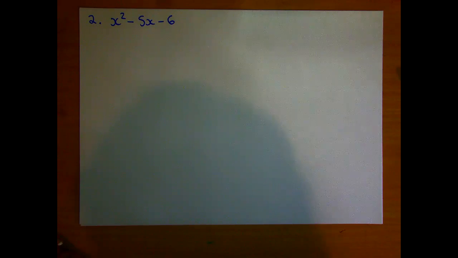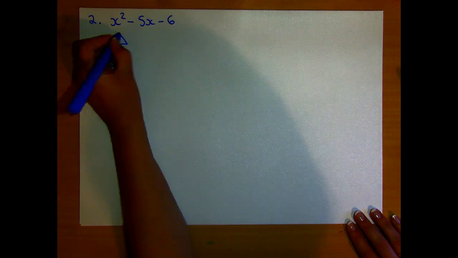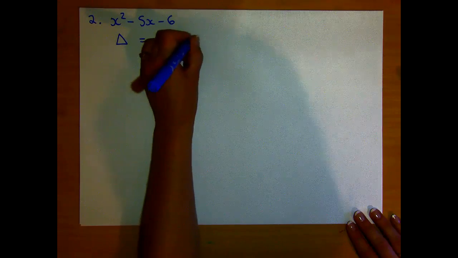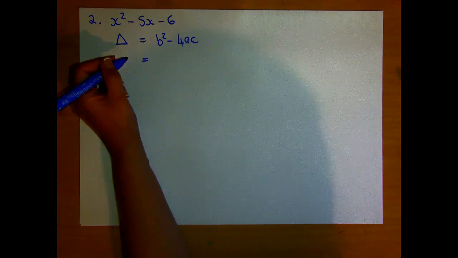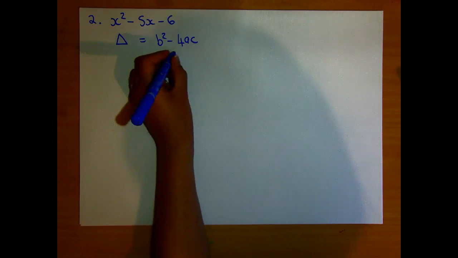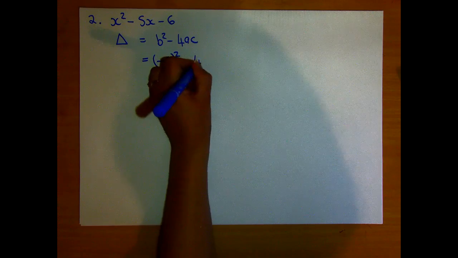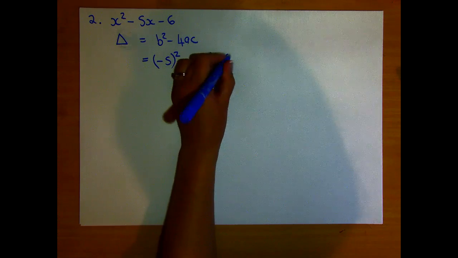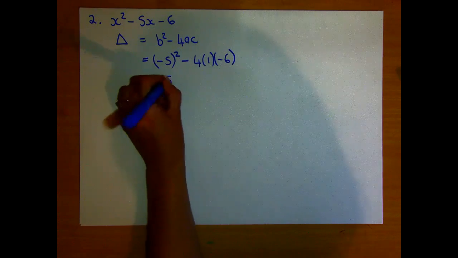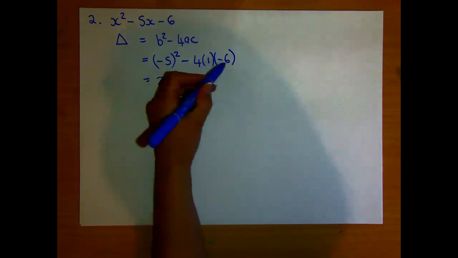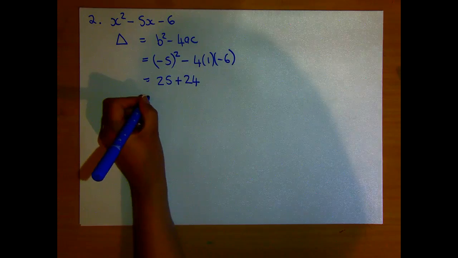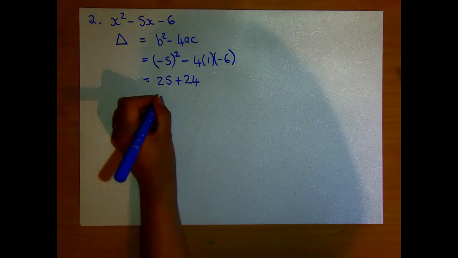Okay, let's look at a different example. So what we do is we're asked for the nature of the roots. We pop down delta is b squared minus 4ac, and that gives us negative 5, remember to include the negative when you're squaring, squared, minus 4 times 1 times negative 6. Okay, so that gives us positive 25, and negative times a negative gives me a positive, so that is plus 24. Okay, so here I've got 49.